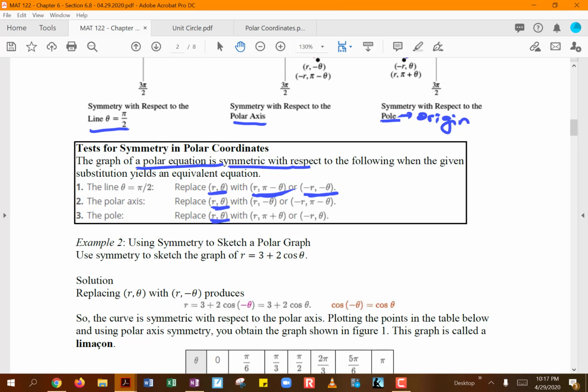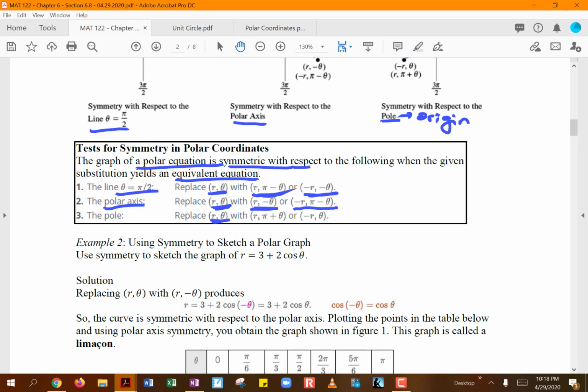And if you get the same original equation, an equivalent equation, that means we have symmetry with respect to the line pi over 2. If you take your original r and theta and replace it with positive r and negative theta, or with negative r and pi minus theta, and you get the equivalent equation as your original, you can say we have symmetry with respect to the polar axis.